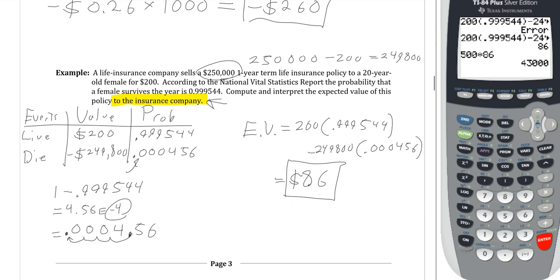Okay, so with that said, that's everything for 6.1, going through expected value and how to apply those situations. You should be able to go through and complete the homework for section 6.1 at this point.